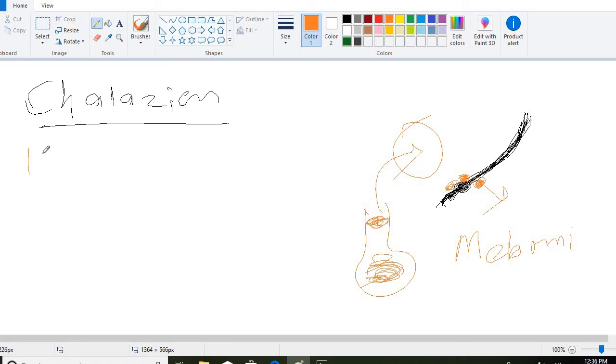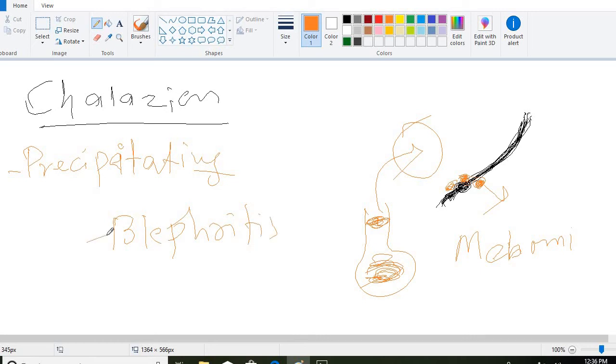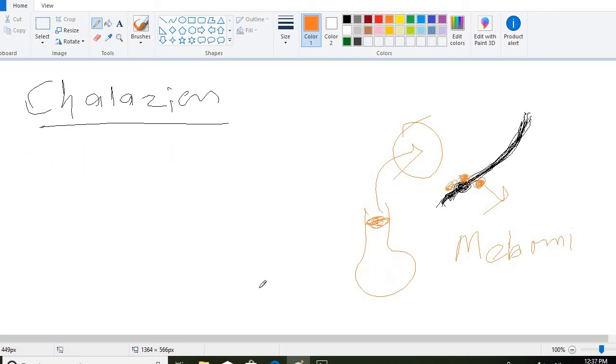Now coming to the precipitating factors. Precipitating factors include blepharitis. Blepharitis may cause development of chalazion. Blepharitis means inflammation of the eyelid. When the eyelid is inflamed because of different causes, such as bacterial causes, there may be obstruction in the duct of the meibomian gland, and chalazion may develop. Another precipitating factor is diabetes mellitus. A diabetic patient may also develop chalazion. These are the precipitating factors of chalazion.